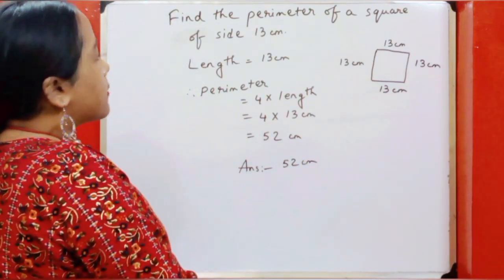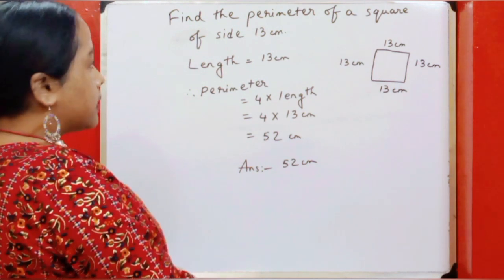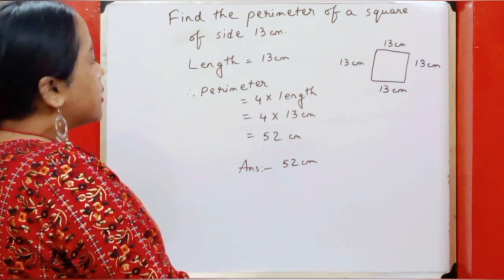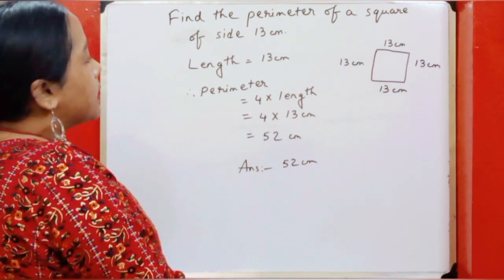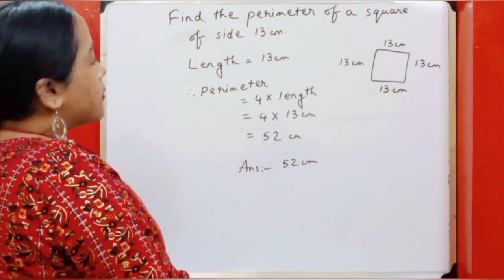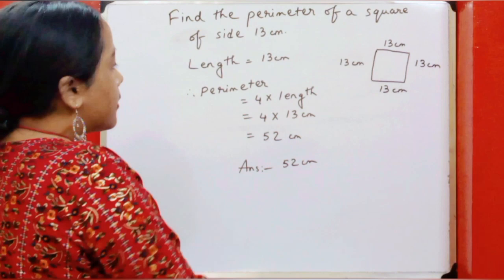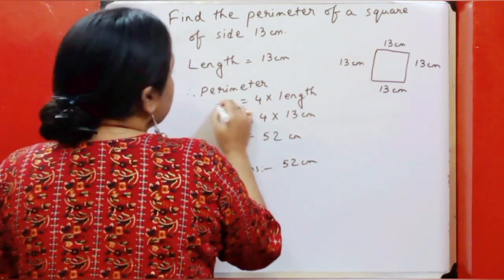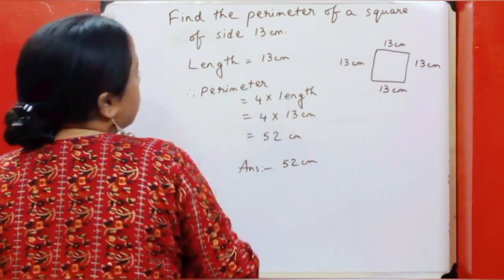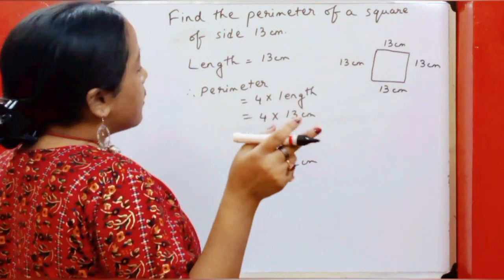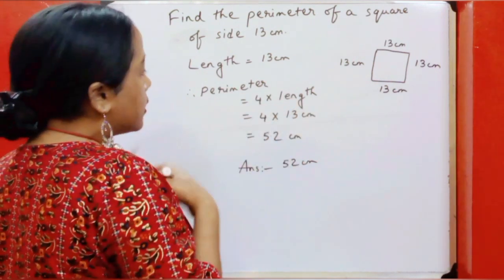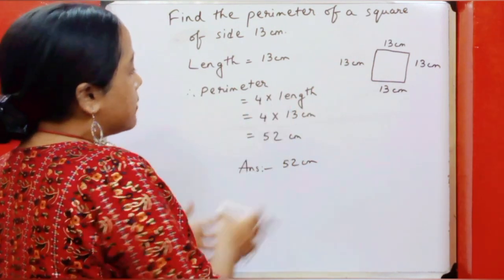Find the perimeter of a square of side 13 centimeter. Length 13 centimeter, therefore perimeter is equal to 4 multiplied by length is equal to 4 multiplied by 13 centimeter, 52 centimeter. Remember this formula, perimeter is equal to 4 multiplied by length, and watch all the videos of mensuration that I have uploaded on my YouTube channel. Watch the playlist.